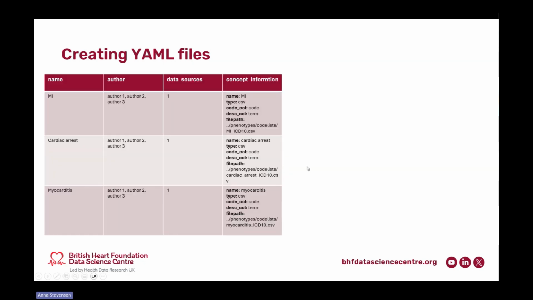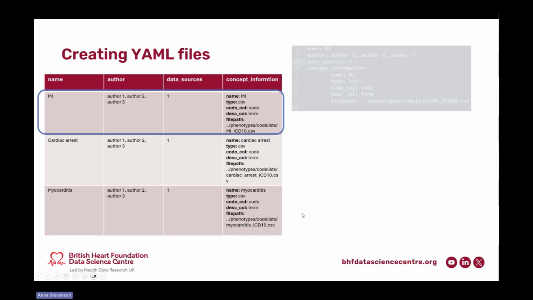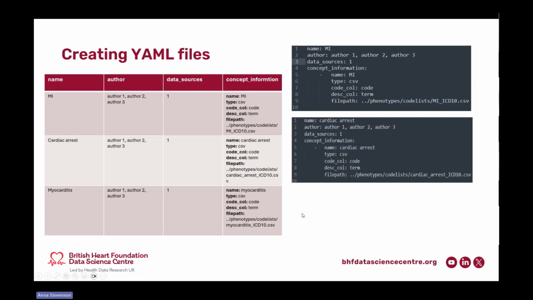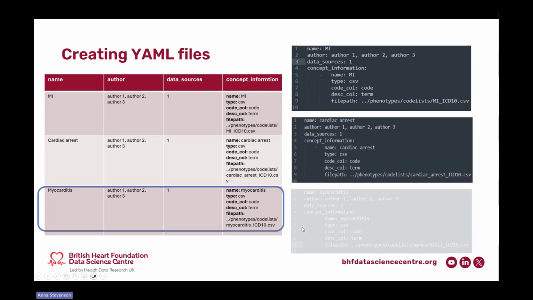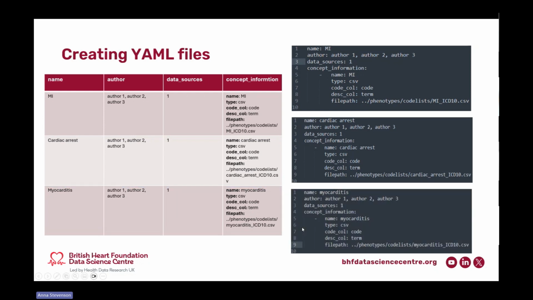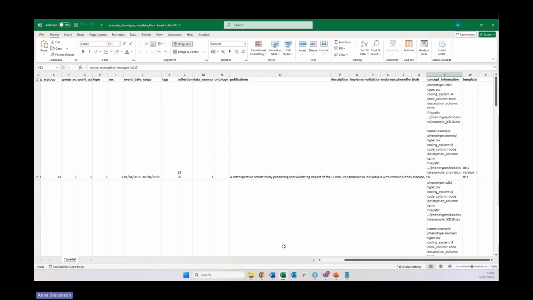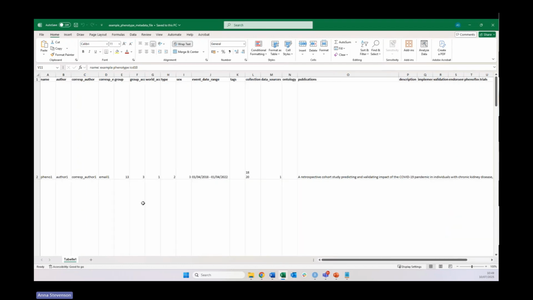Now, in order to speed up the process of creating YAML files, we've created a script that extracts phenotype metadata stored in a master Excel file into individual formatted YAML files for each phenotype. And again, it saves these to an output folder ready to be uploaded to the phenotype library. So I'll just quickly come out of my slides again. I'm just going to show you an example metadata file, because this is where a little bit of work is needed in order to compile it.